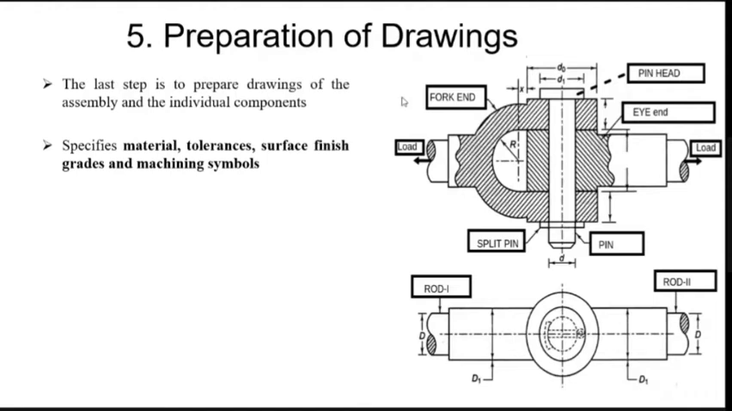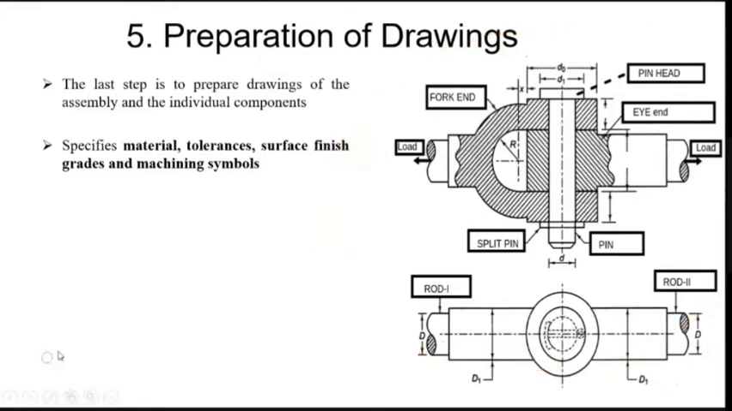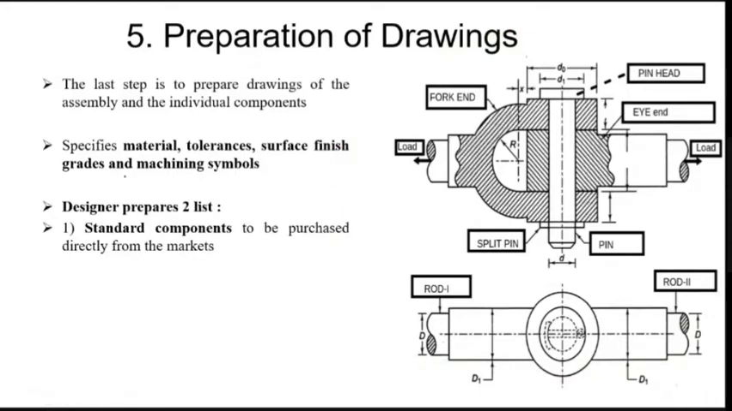Okay, so let us take an example of this drawing. This drawing is an example of a knuckle joint. Now this knuckle joint, let us say the production department has to manufacture. So according to this drawing, according to the dimensions and all the things mentioned by the designer, the production department and the manufacturer will work.